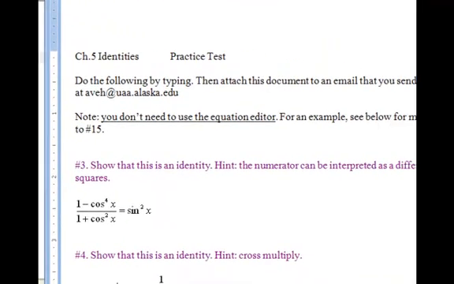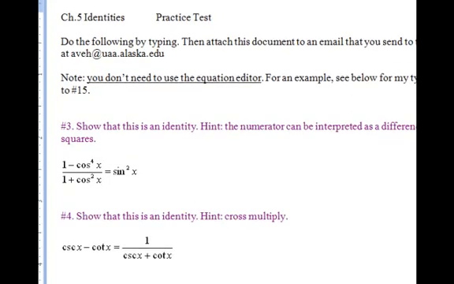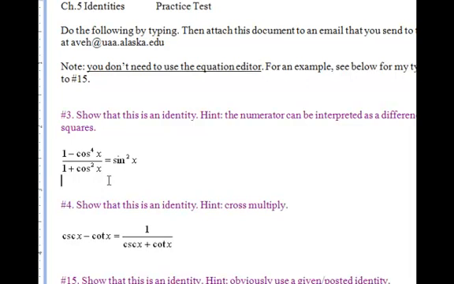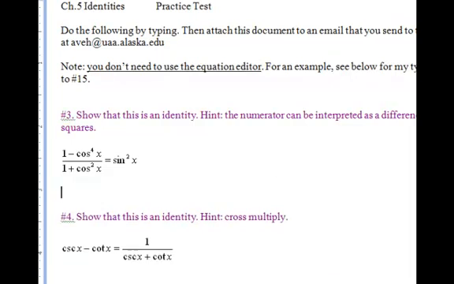Okay, there it is. Show that this is an identity. Hint: the numerator can be interpreted as a difference of squares. Okay, I guess I can just stay right here and don't have to go back to that writing program. Alright, so the numerator can be interpreted as a difference of squares, so the numerator is going to turn out like this: 1 plus cosine squared x and 1 minus cosine squared x divided by 1 plus cosine squared x.